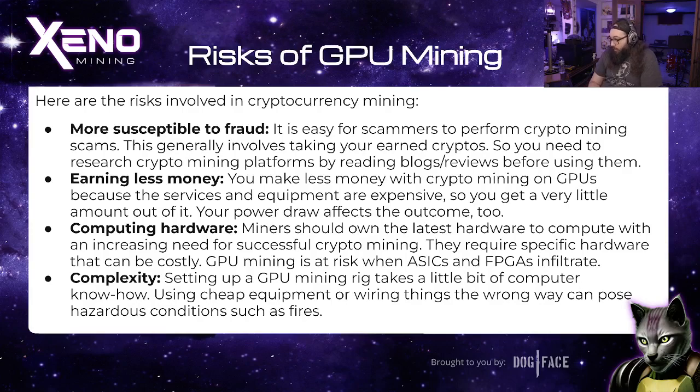Also, computing hardware. Miners should own the latest hardware to compute with an increasing need for successful crypto mining. So you're probably going to think about upgrading your graphics card a little more often. I mean, do they come out faster than ASICs? I think probably ASICs come out faster, but I don't know. You just got to be aware that when a new thing comes out, your stuff is already outdated. Which is what I hate about the computer industry in the first place, right? You buy a new graphics card, and a month later there is a new one out, and now yours doesn't compete as well.